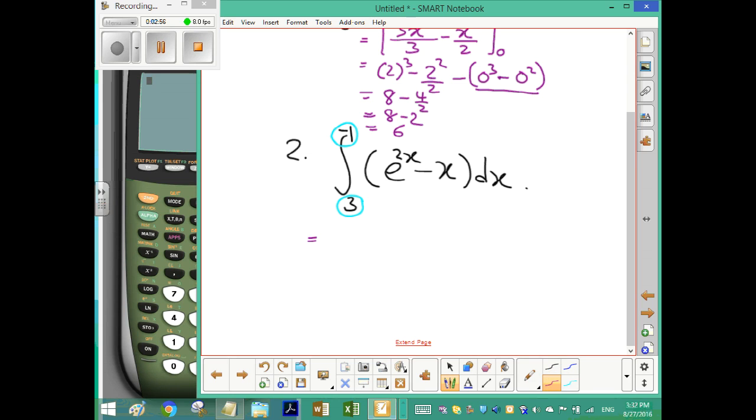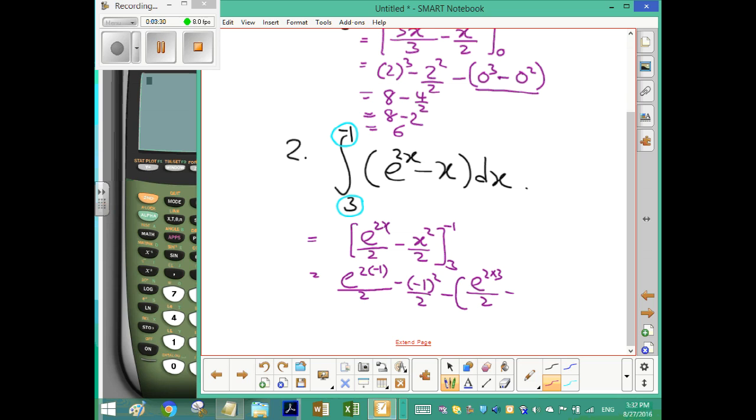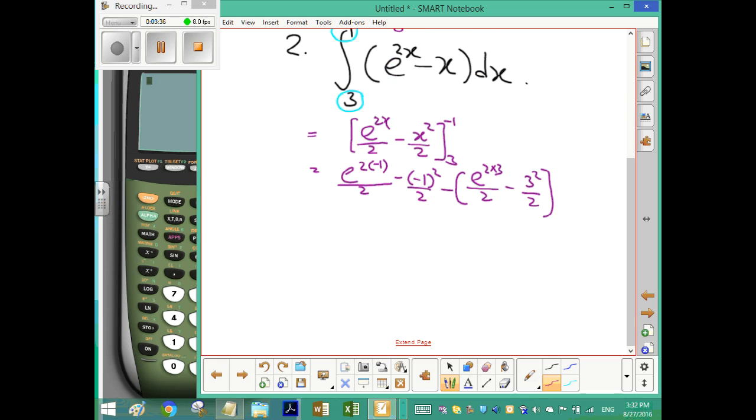So what we're going to do is integrate this, so e to the power of 2x divided by 2 minus x squared divided by 2, in brackets, and then from 3 to -1. Now we put in the substitution: e to the power of 2 times -1 over 2 minus (-1) squared over 2, minus a big bracket, e to the power of 2 times 3 over 2 minus 3 squared over 2. Alright, and we extend this slightly.